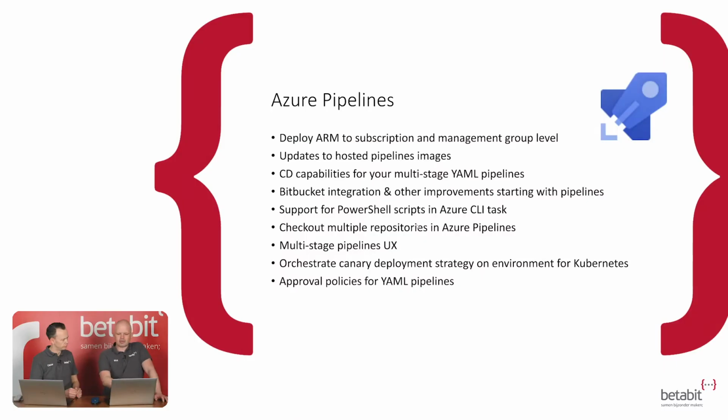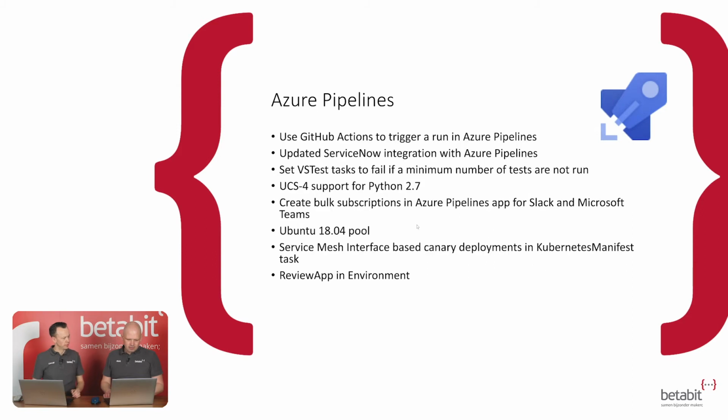One thing that stood out to me was support for PowerShell scripts and Azure CLI tasks. I think that's a good thing. And then, as I said, I wasn't joking. I really have 3 slides with updates on Azure pipelines. So there's a lot of stuff in here. But I think the most important one is the one on top right here. You can now use GitHub Actions to trigger a run in Azure pipelines.